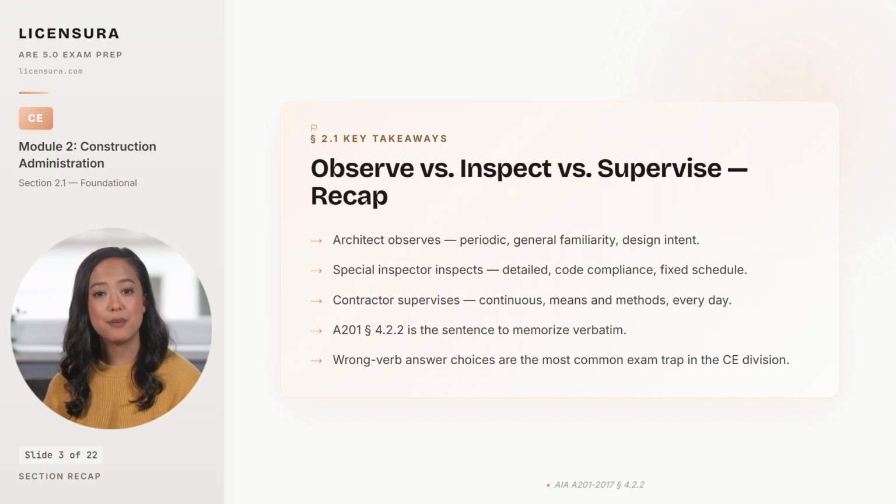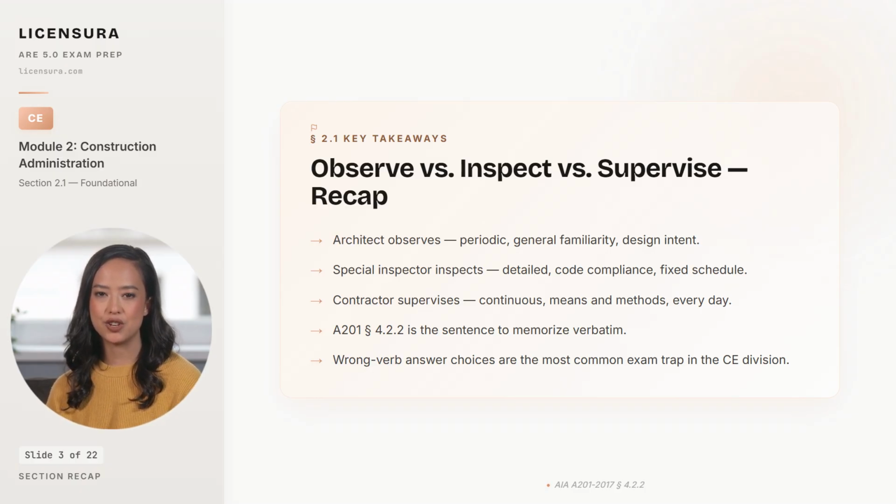5 takeaways from the terminology firewall. The architect observes. Periodic visits, general familiarity, design intent. The special inspector inspects. Detailed examination for code compliance on a schedule the code sets. The contractor supervises. Continuous direction of means, methods, sequences, and procedures every day on site. A201 section 4.2.2 is the single sentence to memorize because every wrong answer in this domain on the exam is wrong relative to that sentence.